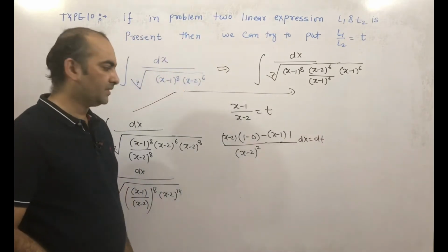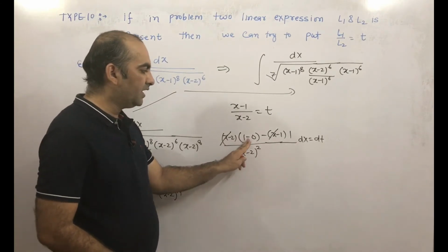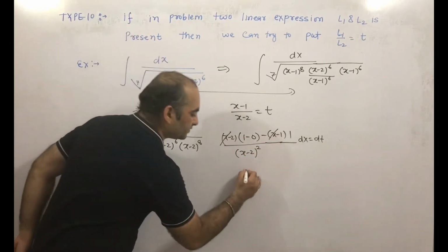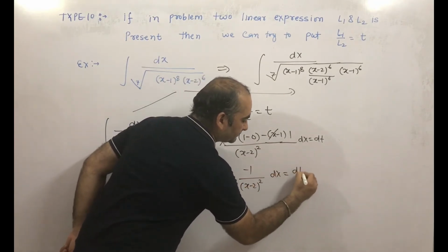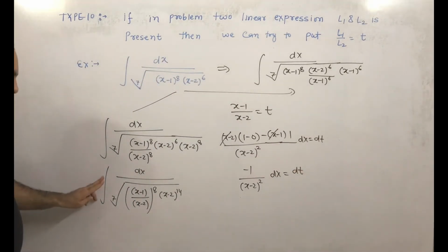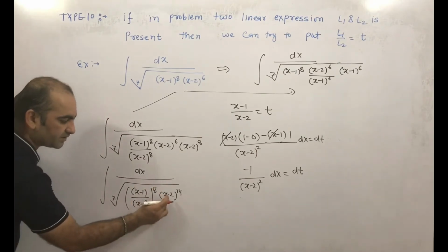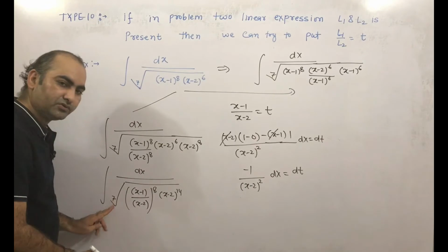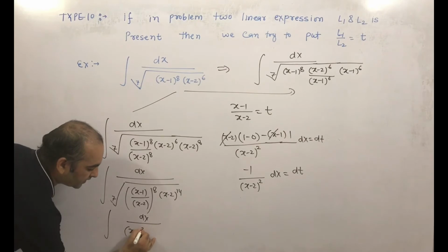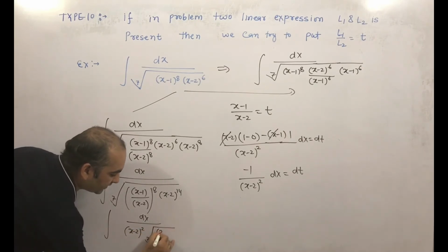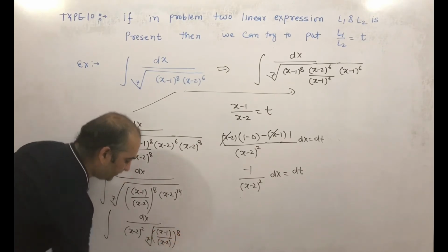If we simplify this, plus x minus x gets cancelled. Minus 2 into 1, and minus of minus is plus 1. So minus 1 divided by (x minus 2) whole square dx equal to dt. So this integration will become, if I take (x minus 2) to the power 14, and this was the 7th root, we can write integration of dx divided by (x minus 2) whole square and the 7th root of ((x minus 1) divided by (x minus 2)) whole power 8.